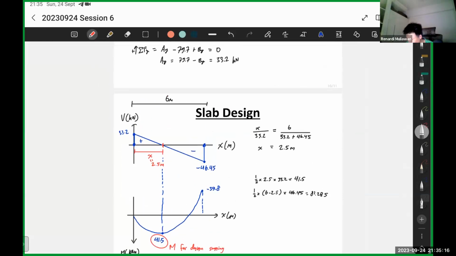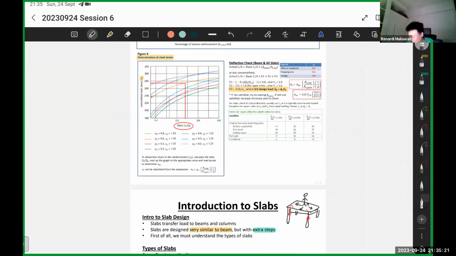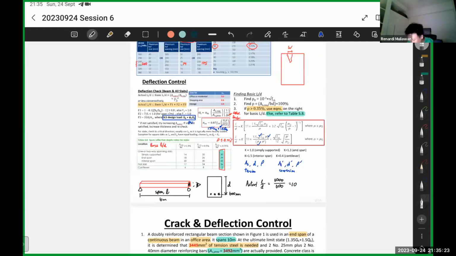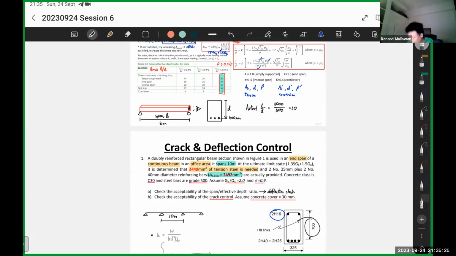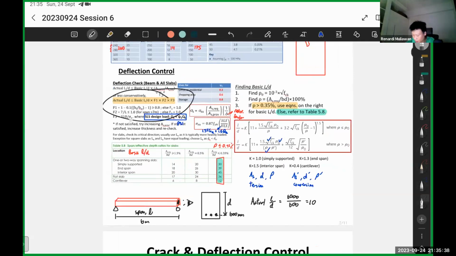So I think that's all for today. I think I messed up a lot today. But I hope you'll get what I'm saying. Okay. First things first, right? I covered deflection already. So deflection is just basic L over D times the three factors F1, F2, F3. And then you compare it with the actual length to depth ratio. Okay, so just this comparison.